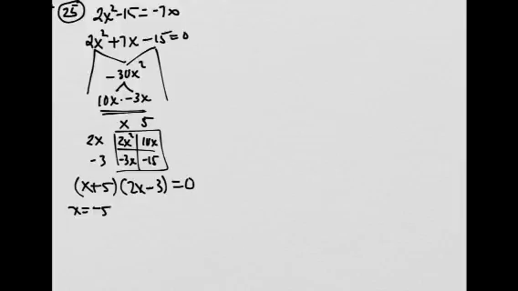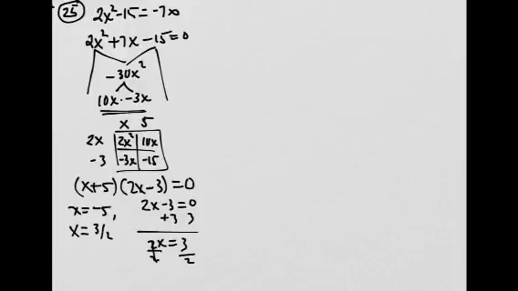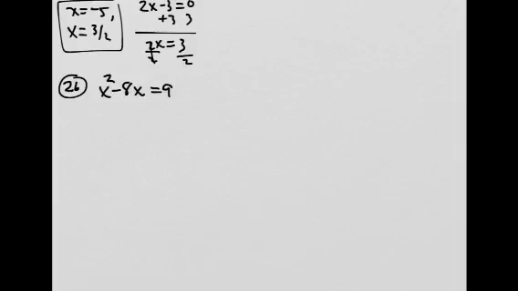For the second one, some of you may see it right off, just by looking at it. But if you don't, you set that other factor equal to 0, and then you solve for x. So 2x is 3, divide by 2. So then the other x would be 3/2. And so there's the answer right there. Okay, find the roots is the same thing as find the solution.